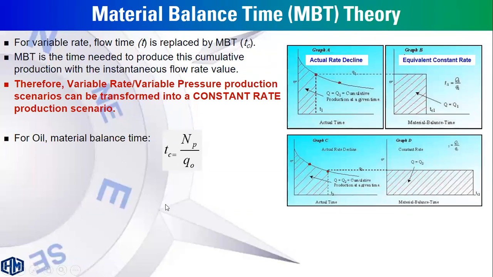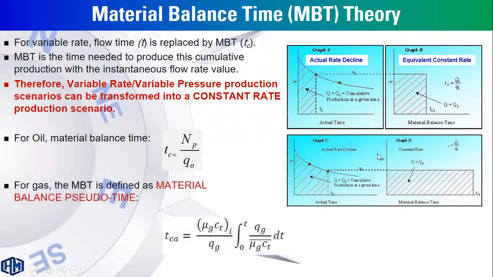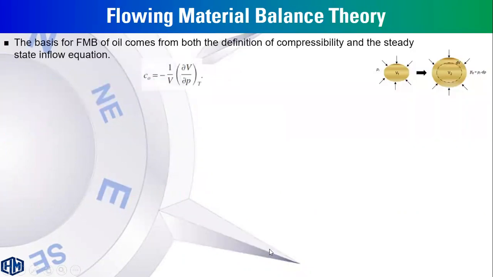But for gas, we have to account for the large changes of gas compressibility and gas viscosity with pressure. So we have the material balance pseudo time, which is a function of, as you can see, mu, the gas viscosity, and ct, or total compressibility. The major concept of flowing material balance is very simple, which is the compressibility equation.